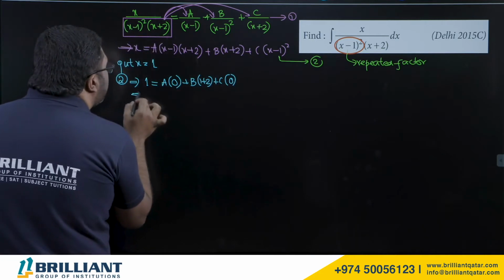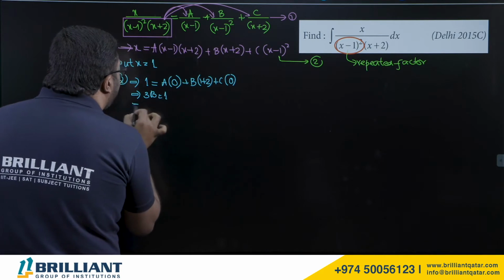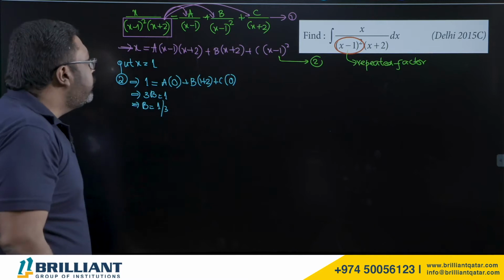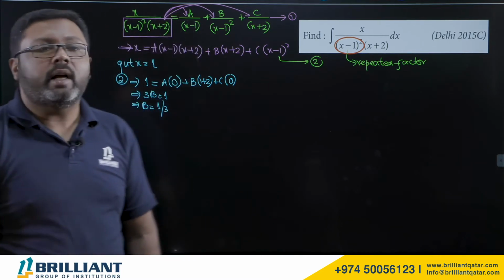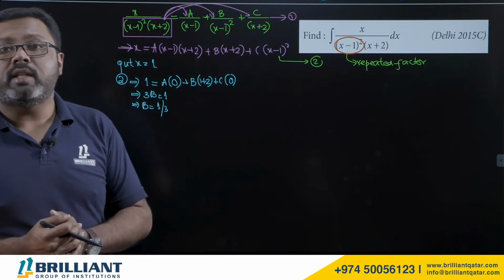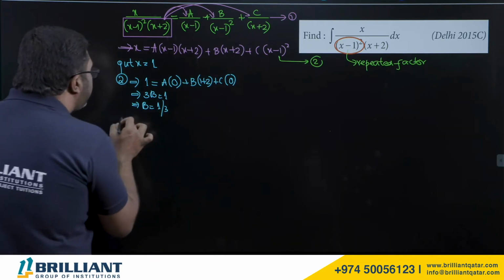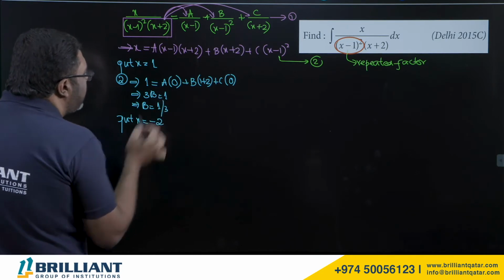That implies 3b equal to 1, which implies b is equal to 1 by 3. So the first value of x gave me the arbitrary constant b. Now look at the next factor. The next factor is x plus 2. The value of x which makes it 0 is minus 2. You put x is equal to minus 2.